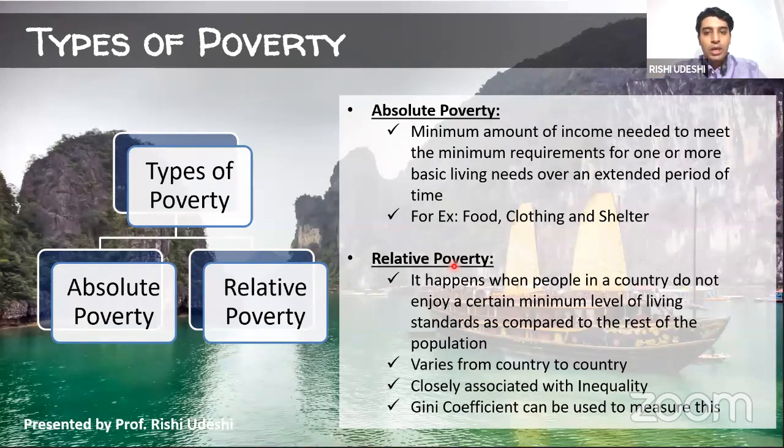I hope you have understood relative poverty. Achha, we have written this: it varies from country to country. Why? Because, for example, in the US a person who is earning even a mediocre amount of wealth will be categorized as rich in India. Are you getting it? Since the standard of living changes from country to country, the idea of relative poverty changes from country to country.